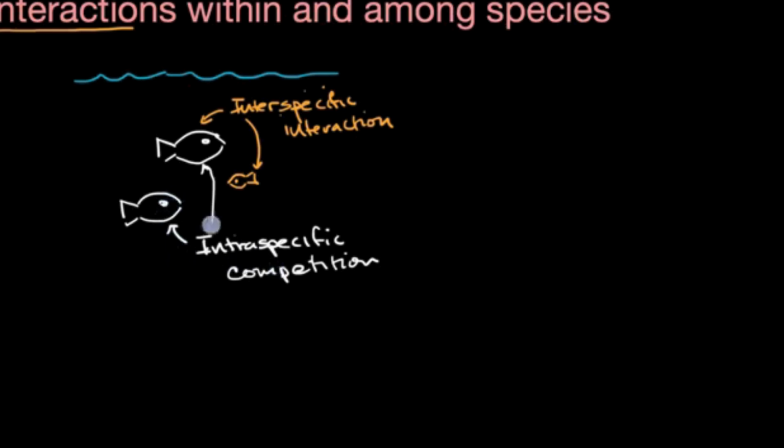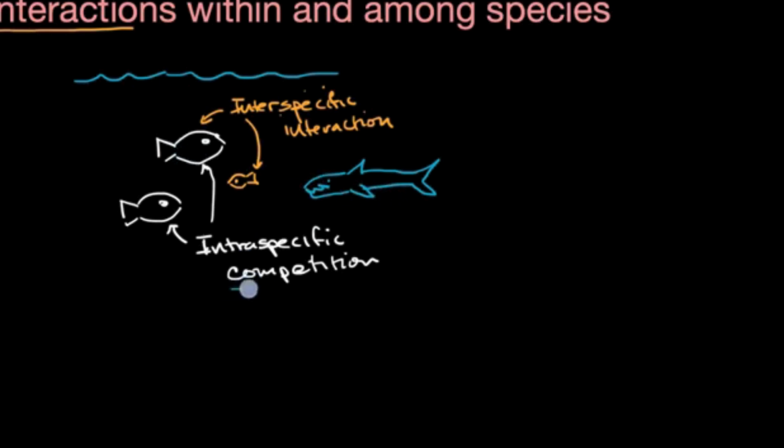Now, you can also have competition between species. For example, maybe this blue fish right over here, try to make this one look a little bit different. This blue fish also likes to eat this yellow fish species. So you have interspecific interaction between the blue species and this yellow fish. But you also now have interspecific competition between this white species and this blue species.